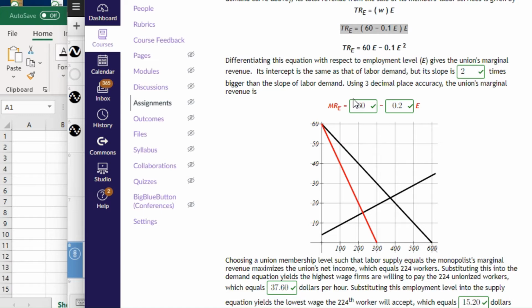Okay, so let's look at this now. So choosing union membership level is done this way. In reality, they just negotiate, the union will negotiate above competitive going wage, right?